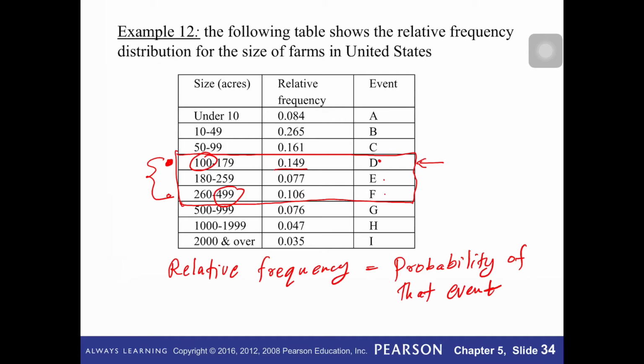Can you see any intersections between these sizes? See, 100 to 179, then it starts 180 to 259. There is no intersection between these acres, or simply sizes. So they are mutually exclusive events, because event A cannot interfere with B. Under 10 acres there is nothing to do with acres between 10 and 49.